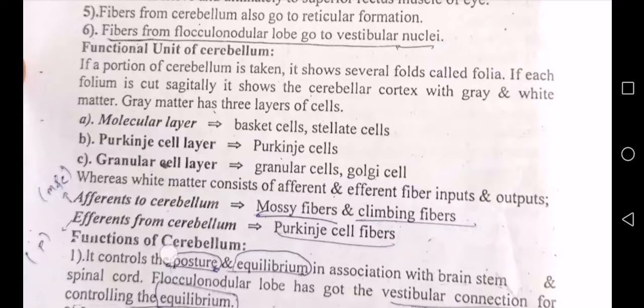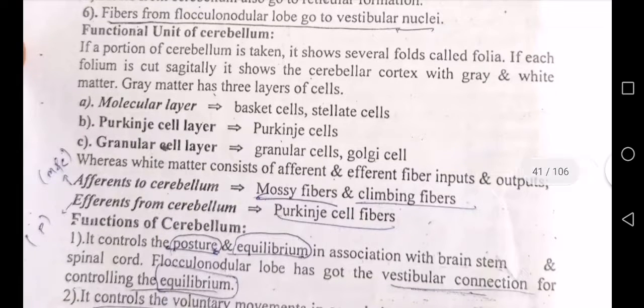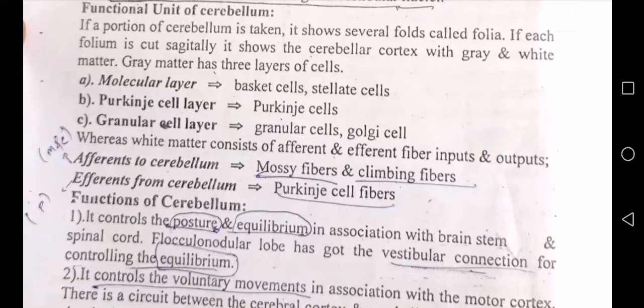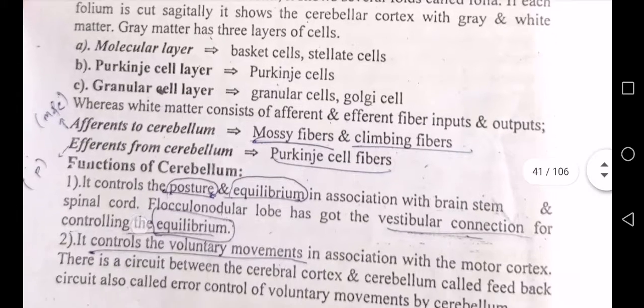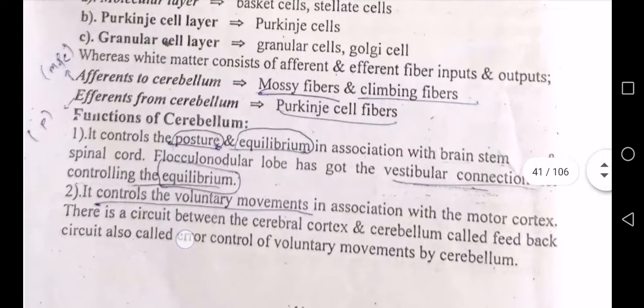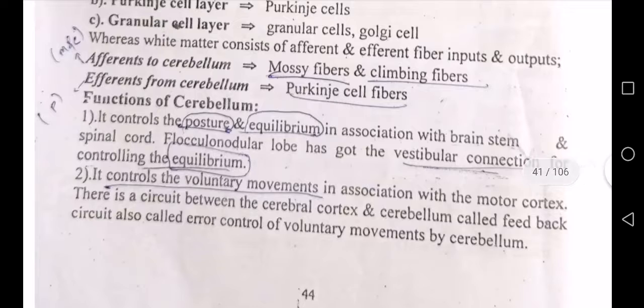If each folium is cut sagittally, it shows the cerebellar cortex with grey and white matter: the molecular layer, Purkinje layer, and granular layer, where the white matter consists of afferent and efferent fibers, input and output. Afferents to the cerebellum are mossy fibers and climbing fibers. Efferent from the cerebellum is the Purkinje fiber.